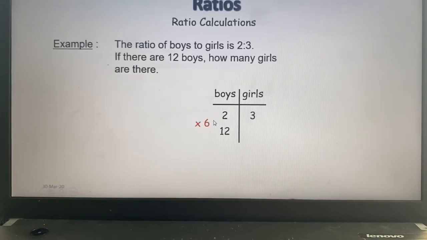is 6. So we would multiply 2 by 6 to get 12. So we'll do exactly the same on the other side. 3 times 6 is 18. So that tells us there are 18 girls.